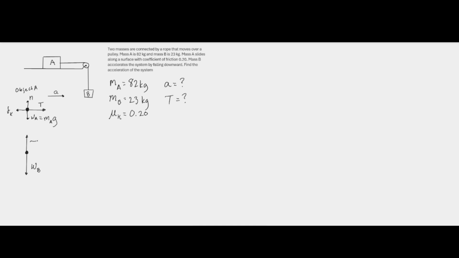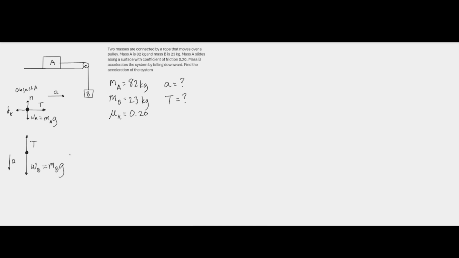So this is the tension force, and the weight force is larger, so it's going to move. It's going to accelerate downwards towards the Earth. We're going to have an acceleration vector that's the same magnitude as the rightward acceleration vector, now just pointing down to the Earth. And we can also say that the weight of B is the mass of B times gravity. And that's it. So those are the two free body diagrams.